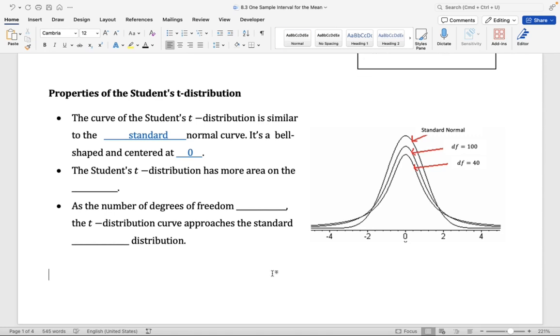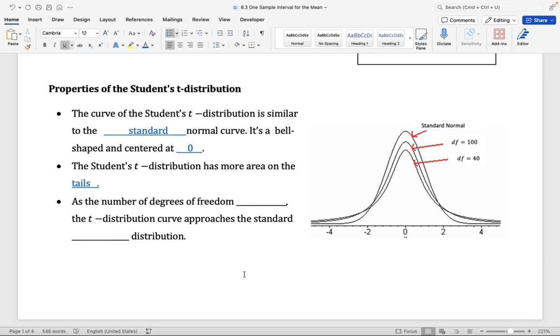Okay. Now, there's a difference between the standard normal distribution and the t-distribution. The t-distribution has more area on the tails. So again, they are similar, but they're not the same. As the number of degrees of freedom, that is n-1, increases, the t-distribution is going to approach the standard normal distribution. And that is what we see in the visual here on the right. Notice, here we see the standard normal distribution at the very top. Notice that the standard normal distribution has less area on the tails.